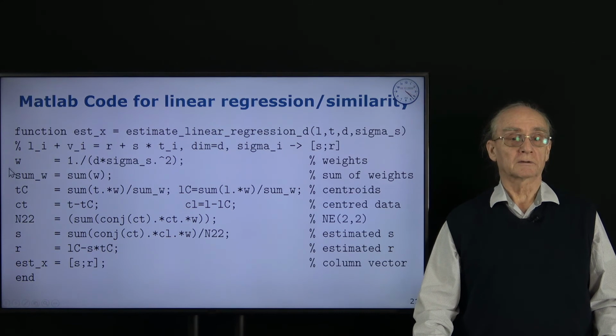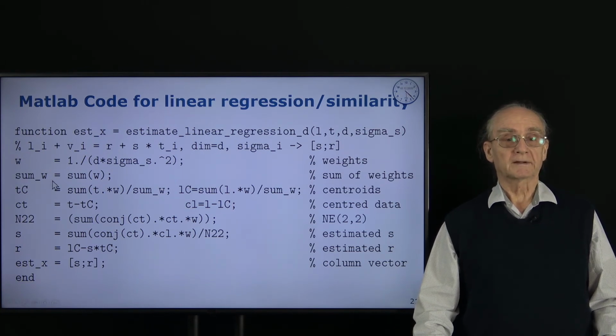And what we start here is, of course, we first determine the weights, the individual weights, which are collected in this vector W. Then we take the sum of the weights. We take the centroid, which is nothing else than the sum of the t element-wise multiplied with the weights. And the same for the observed coordinates. Then we do the reduction to the centered data. Matlab allows such a simple form. So this is a scalar and this is a vector.